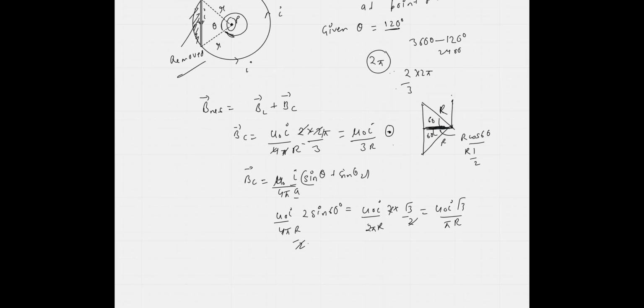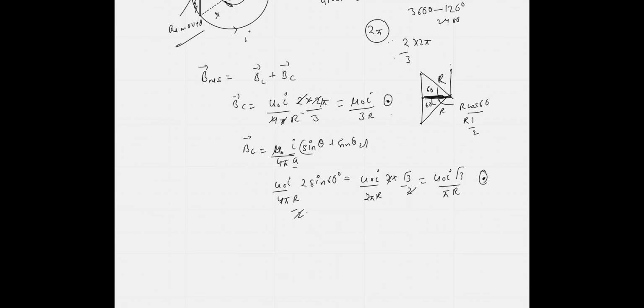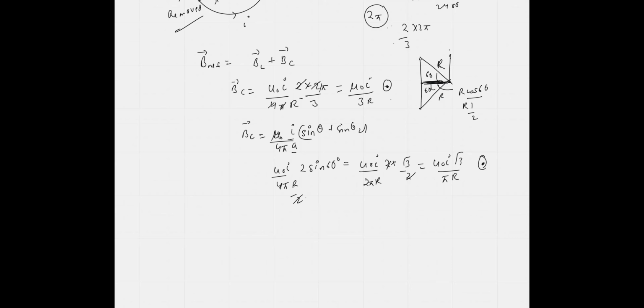So now you just have to add them. Okay. What is the direction? Due to this part, current is going this way, this way, this way. So if you keep the thumb over here, fingers pointing here, upside down. So that is the reason. So yes, what is the net B you have got? Something around mu naught I divided by 3R plus mu naught I root 3 by 5R.